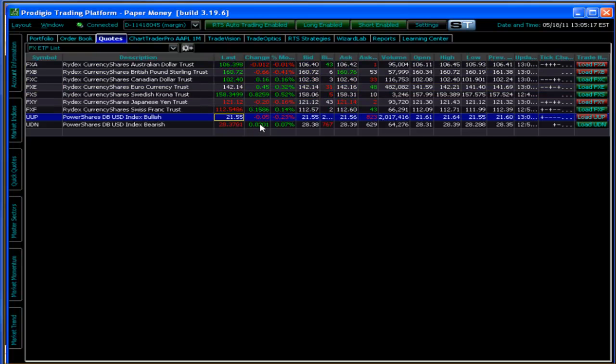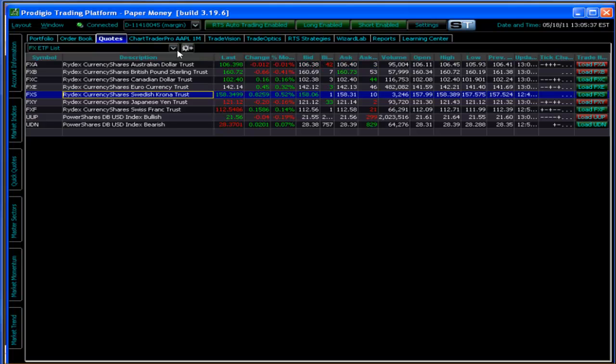It's scanning all 9 of these stocks. So if I say buy at limit at $22, that makes sense for UUP, but that makes absolutely no sense for FXS. It makes no sense at all. So the way that we manage this in Prodigio's strategy builder is we make all of these rules relative, and they're relative according to a reference price.